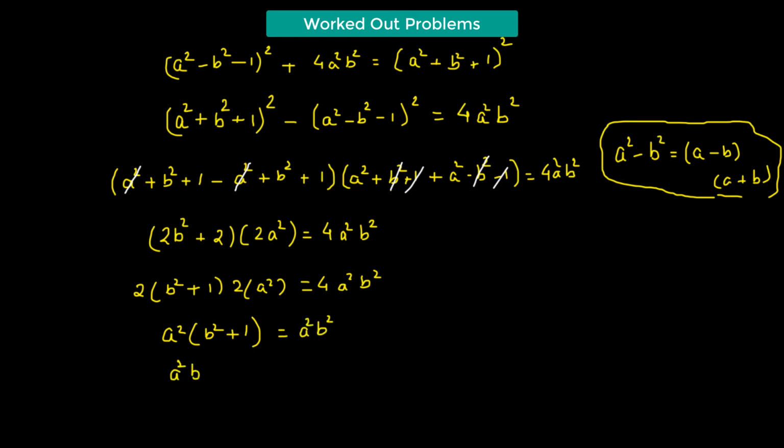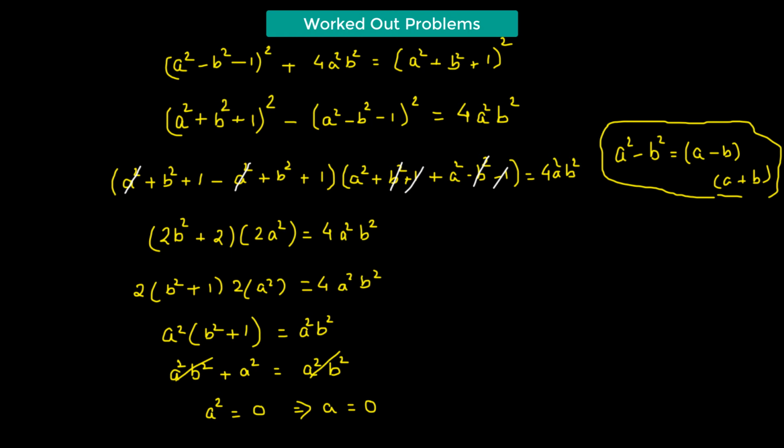So we have a squared b squared plus a squared equals a squared b squared. So a squared b squared cancels out from both sides, which gives us a squared equals 0, or you can say that a equals 0.